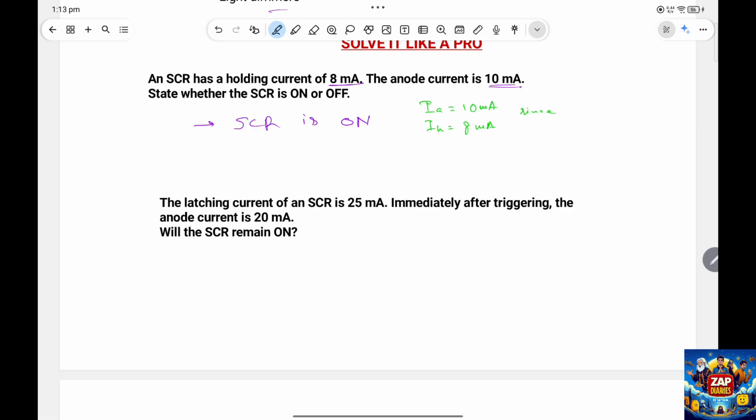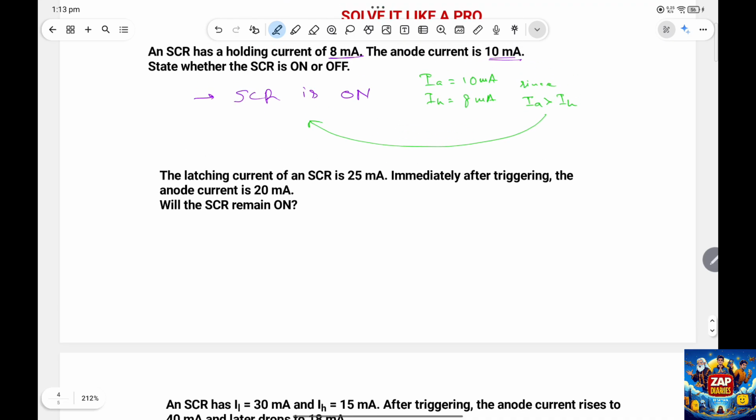Since the anode current is greater than the holding current, the SCR is on. You can do it like this also. It's a very simple question.